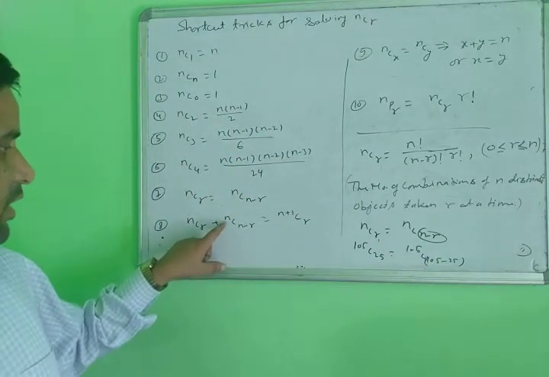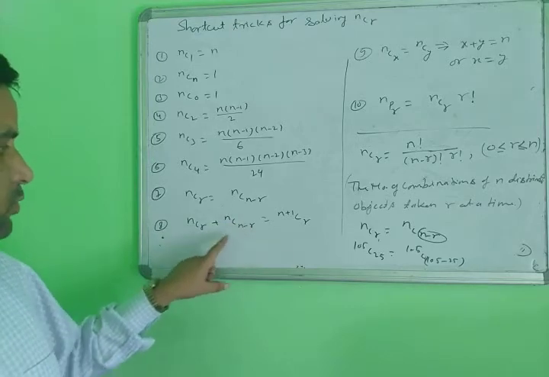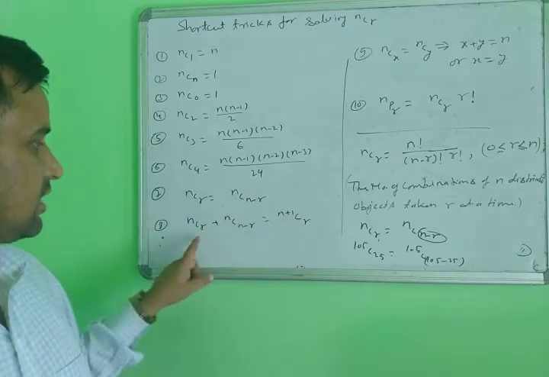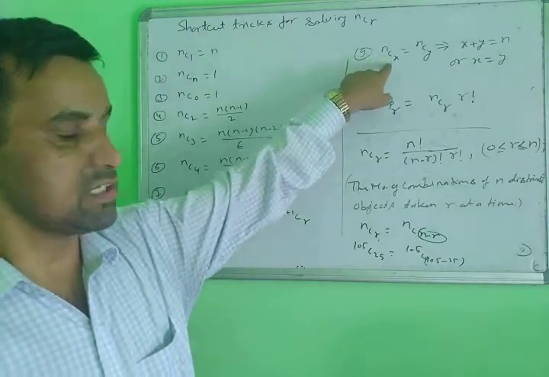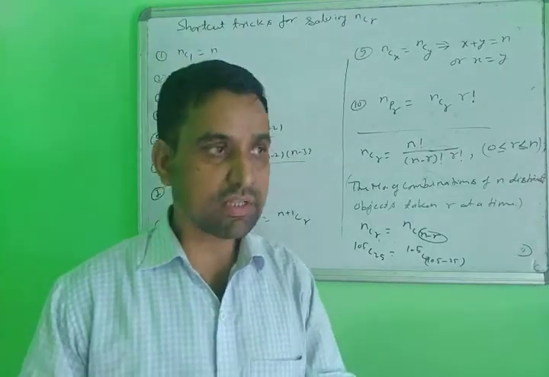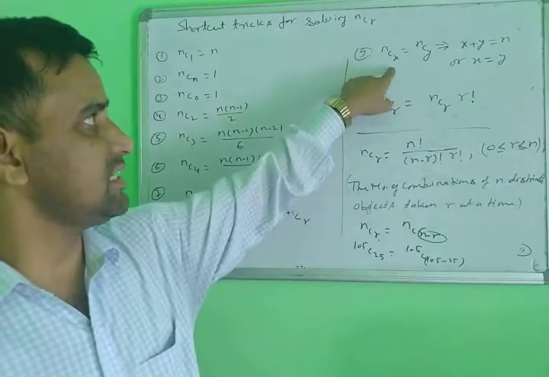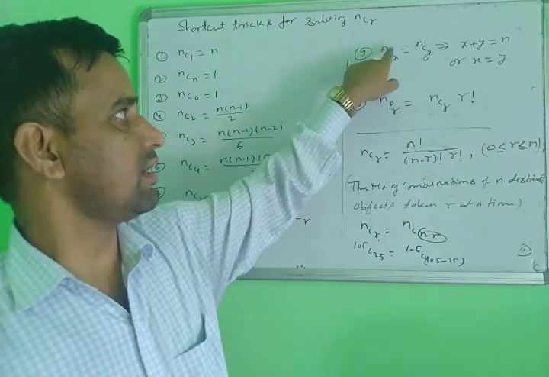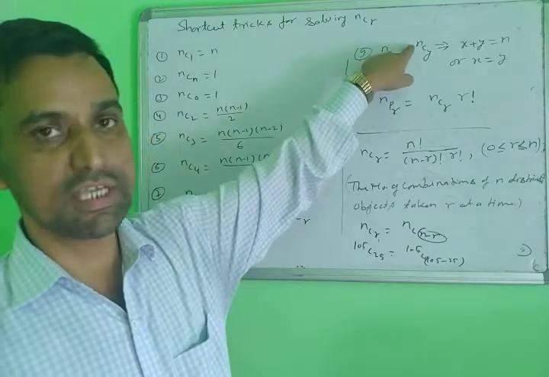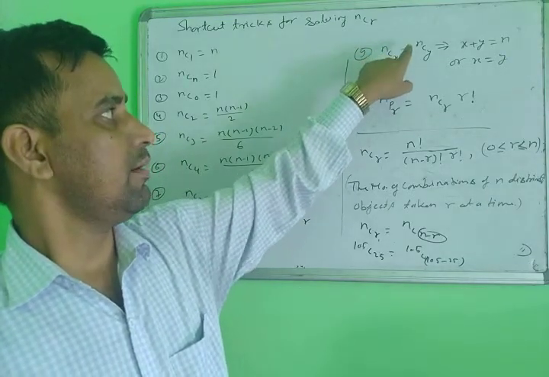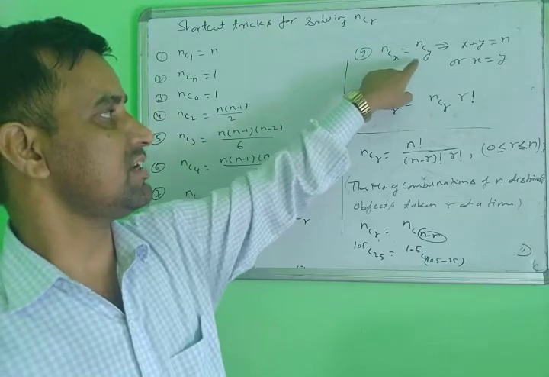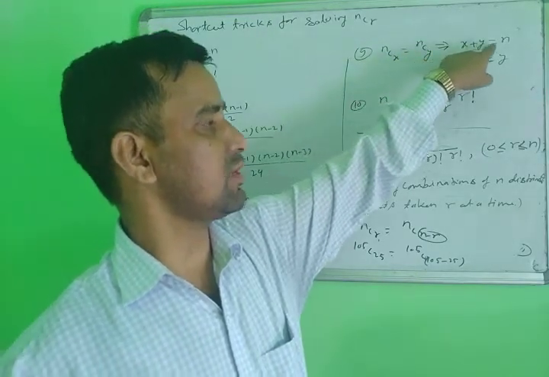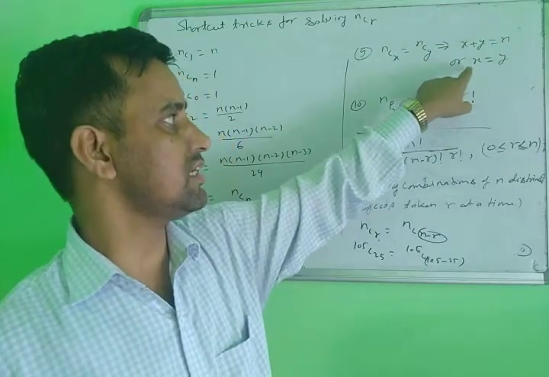Second, nCr plus nC(r minus 1) equals (n plus 1)Cr, another identity. Also, suppose you are equating nCx equal to nCy. Here the total number of distinct objects is the same, but the number you are selecting is different. Since x and y are different, you can write x plus y equal to n, otherwise x equal to y.